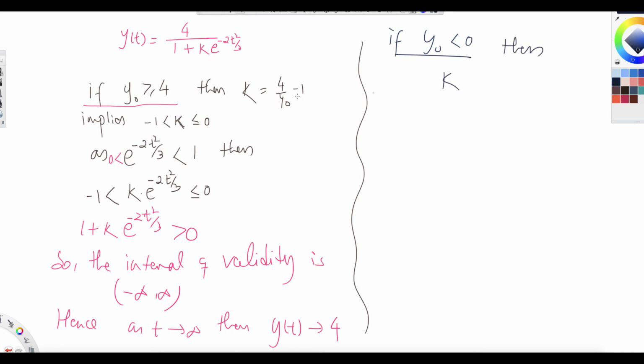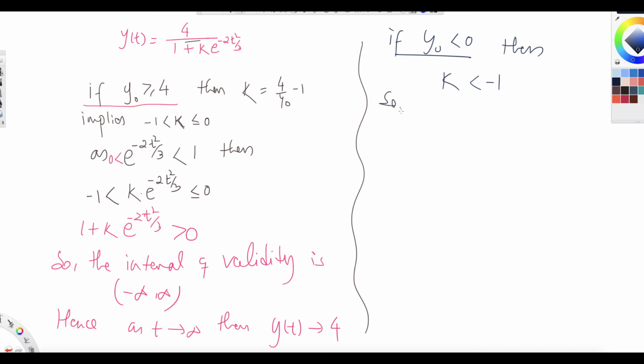Then k will be... this quantity is less than 0, this is negative, so 4 over negative will be a negative number. Minus 1 will be less than negative 1, because negative 1 minus something will be less than negative 1. Okay, so in that case there is a possibility to have a vertical asymptote, right? This guy can be 0. If that is 0, then y(t) has a vertical asymptote. So we want to find out that.